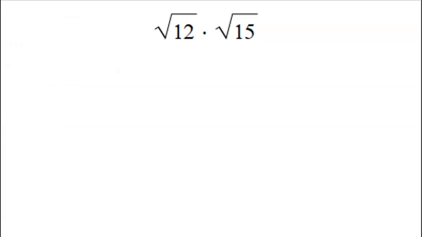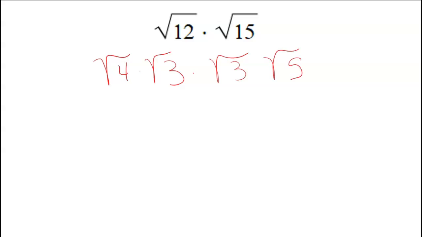So if we look at these two radicals, the square root of 12 times the square root of 15. We can think of the square root of 12 as really the square root of 4 times the square root of 3. The square root of 15 is really the square root of 3 times the square root of 5, right? And whenever you have two square roots that are the same multiplying together, the square root of 3 times the square root of 3, that equals 3. Right? Because the square root is a number that times itself would be that number.